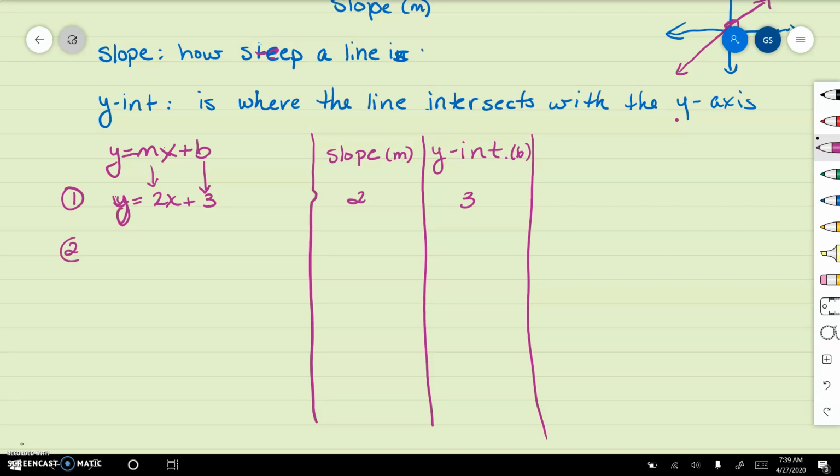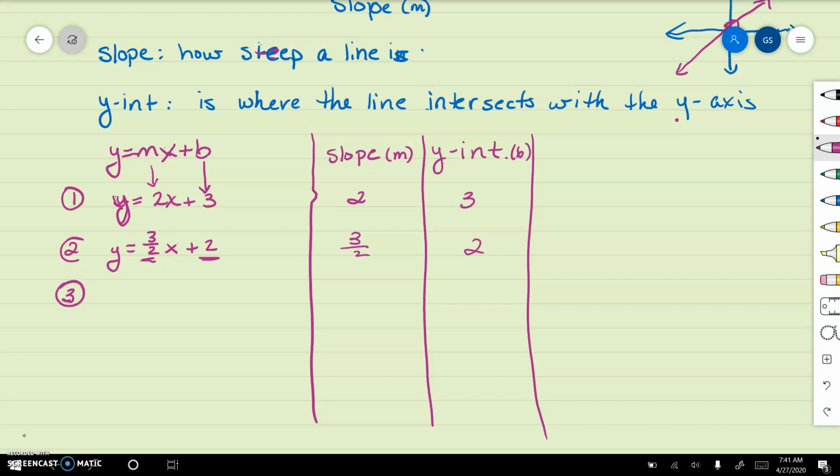Let's do another one. y equals 3 over 2 x plus 2. Okay, in the place of m is 3 over 2, so that's the slope. In the place of b is a 2, so that's your y-intercept. So the slope is the number before the x. Okay, it has to be the number before the x. If you notice, these are all in y equals mx plus b form. Okay, so we'll do another one like that.